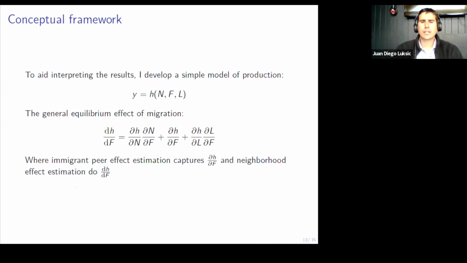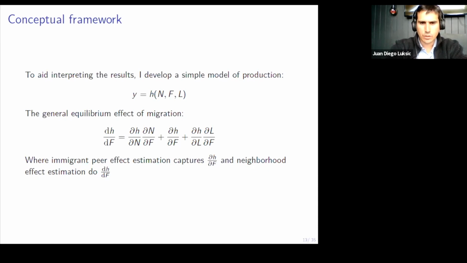So the general equilibrium effect of migration is the total derivative of Y with respect to F, the change of immigrants, where the first term will be the indirect effect, how native composition changes once the immigrants arrive. The second term will be the direct peer effect, the immigrant peer effect. And the third term would be how local institutions change. I won't talk a lot about local institution change because I believe that the change was very fast and didn't change much, but it's also a possibility. I mostly will talk about changing composition of natives when I refer to indirect effects.